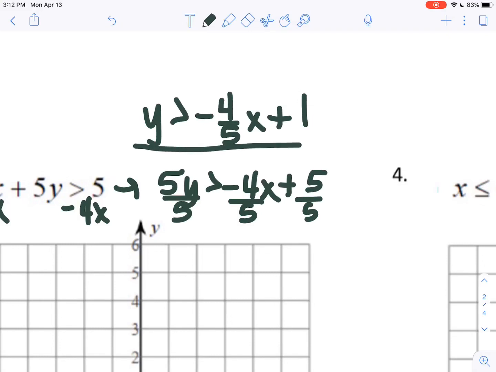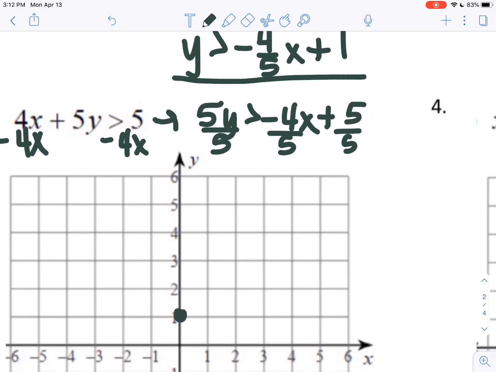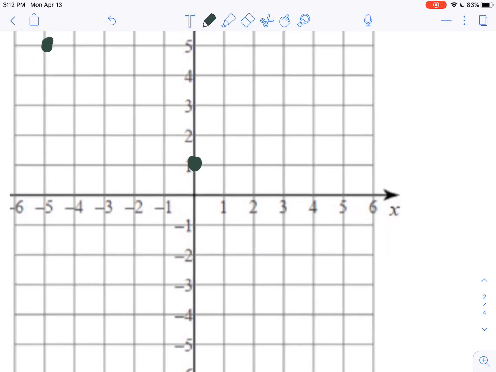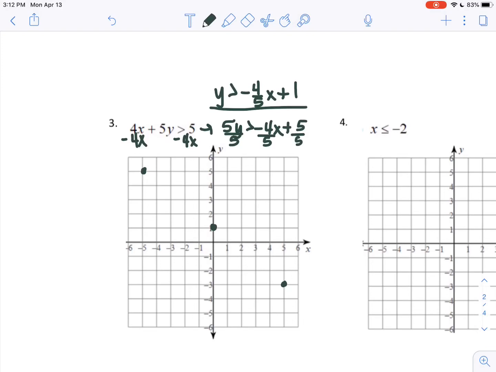Okay, so this is the line I'm going to be graphing. So my starting point is positive 1 on the y-axis. My slope is negative 4/5. So I'm going to go up 4 to the left 5 to keep it negative. Or I could go down 4 to the right 5. Okay, I don't see a line underneath my inequality, which means this is a dashed line.